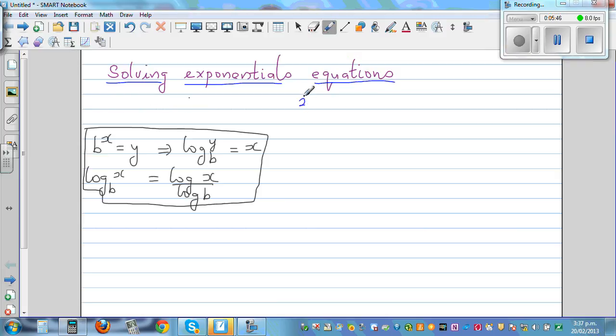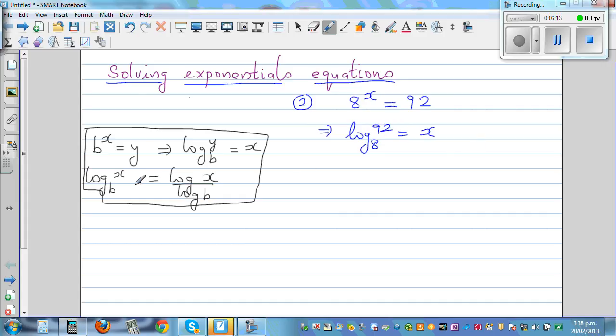Second equation is 8 raised to x is equal to 92. Okay. So from the exponent form, we want to write the log form. So I always write the base first. So log base 8, and then I write equal to. So 8 raised to x is equal to 92.